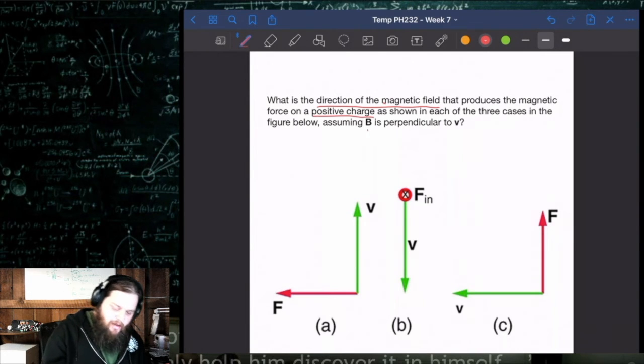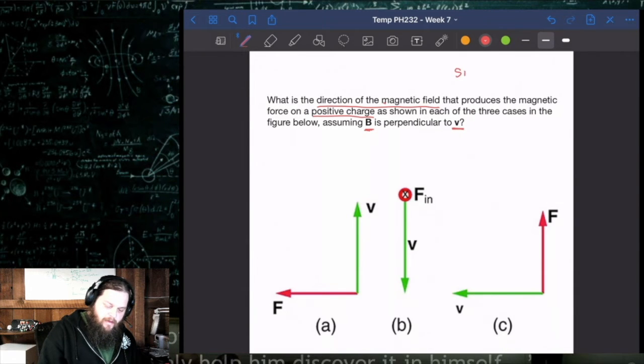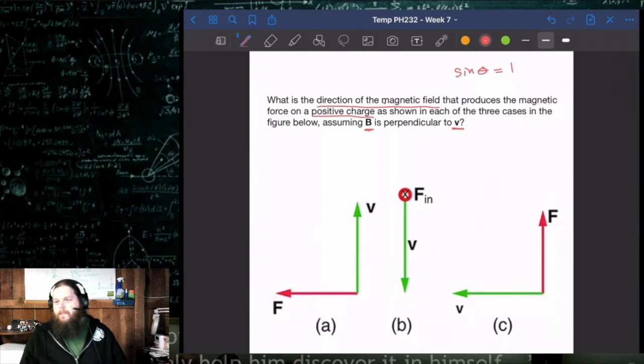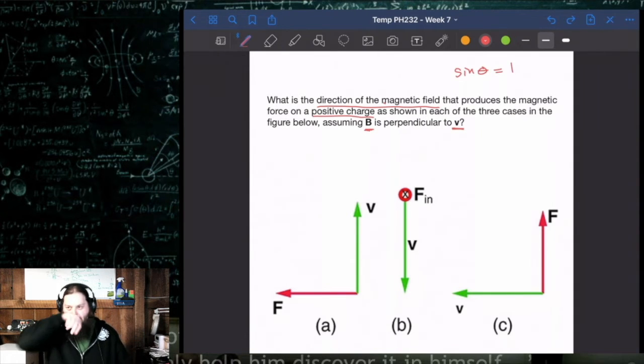And we're assuming that the magnetic field is perpendicular to V. So that means we don't have to worry about any of the sine theta stuff because sine of theta is equal to 1. So in this case, we have a force. I can use it so my hand is kind of flat. I'm going to point it this way.